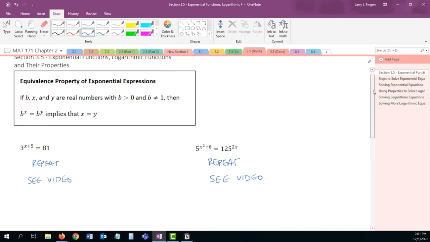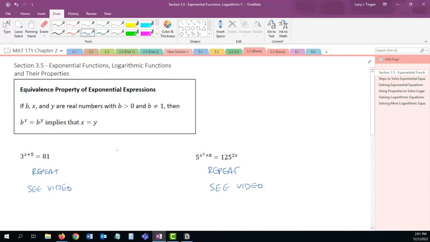Okay. Now the first page of 3.5 is a repeat, and you've seen this. If I can get the same bases on both sides, I can make the exponents equal. This is from 3.2, so you'll see that in old videos. So we're going to skip those. These are done in completion in the videos, or they're done in completion in 3.2.